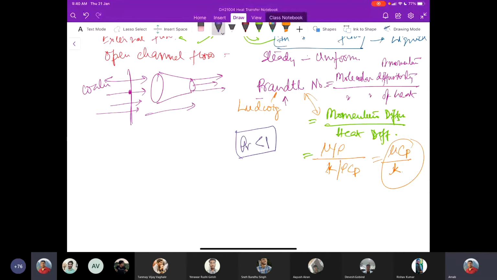Oh, sorry, the other one. It's basically, lesser than 1 means heat diffusion is higher than the momentum diffusivity, and that is why it is becoming lesser than 1. The denominator is much higher than the numerator. So that means heat diffuses very quickly compared to the momentum, and Prandtl number greater than 1 means momentum diffuses quickly, or say the heat diffuses slowly compared to the momentum.